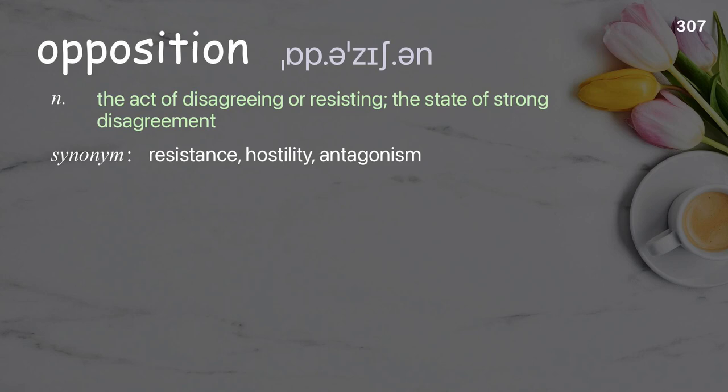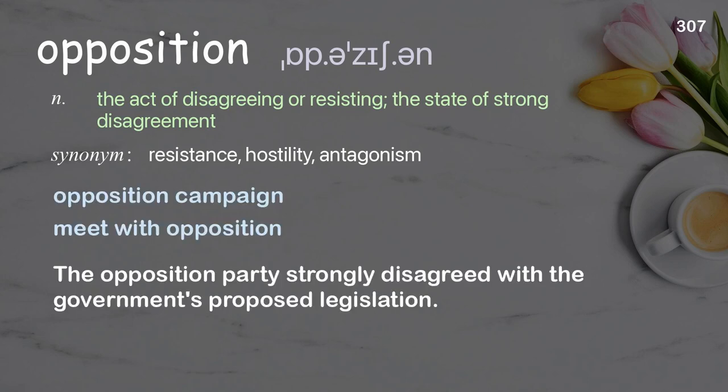Opposition. The act of disagreeing or resisting, the state of strong disagreement. Examples: opposition campaign, meet with opposition. The opposition party strongly disagreed with the government's proposed legislation.